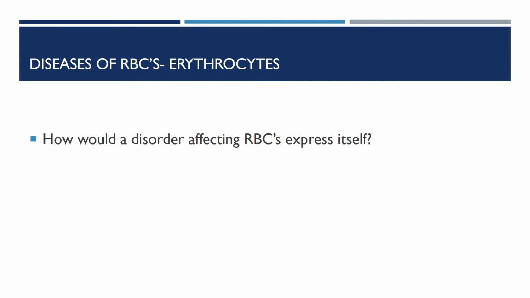So when thinking about a disorder involving erythrocytes, you need to think about the function of an erythrocyte. How would a disorder affecting the erythrocyte, or red blood cell, express itself? As we go through this lecture, you should be thinking about the functions of the structure that is normally present, and then what would happen if we start to alter it a little bit.